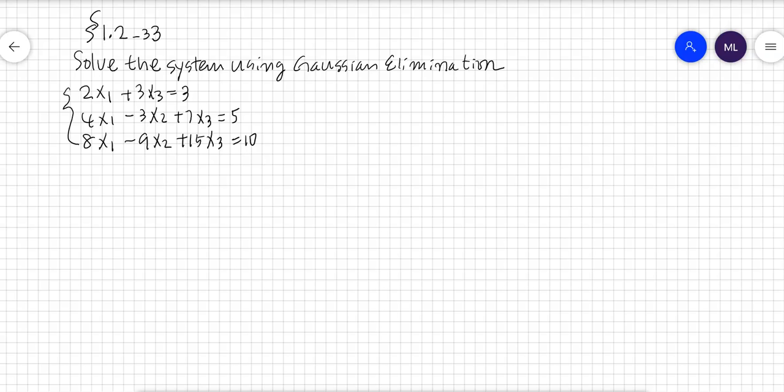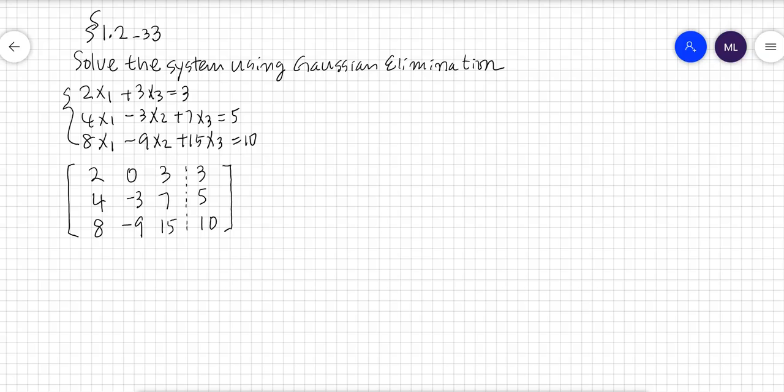This is question 1.233, solving the system using Gaussian elimination. This is a case of no solution, and see what happens in the matrix when you try to solve a system that has no solution. So first, write the augmented matrix: 2, 0, 3, 3, and 4, negative 3, 7, 5, 8, negative 9, 15, 10.